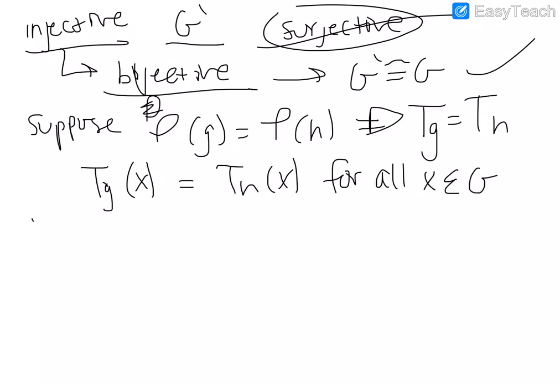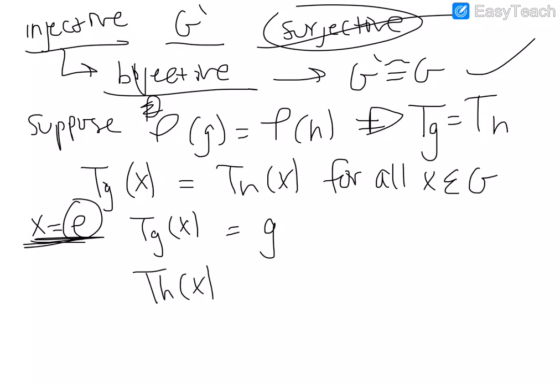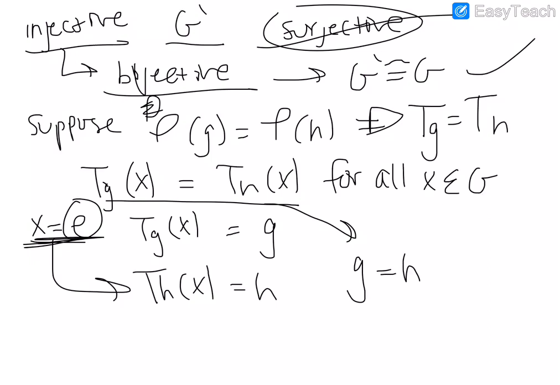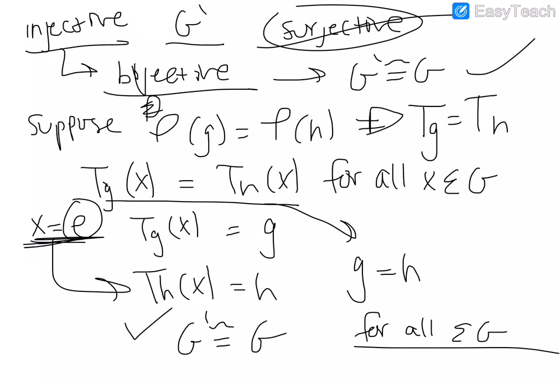So in particular, this only needs to be true for X equal to the identity E. Now, if we notice, if X is equal to the identity E, then T sub G of X is just equal to G. And then if we take T sub H of X and we make that same assumption that X is equal to the identity, then we just have that it's equal to H. And if we take this preset and put it over here, that just gives us that G is equal to H for all elements G, which does formally prove that G is, in fact, isomorphic to G prime, which is a subgroup, which thus proves Cayley's theorem.